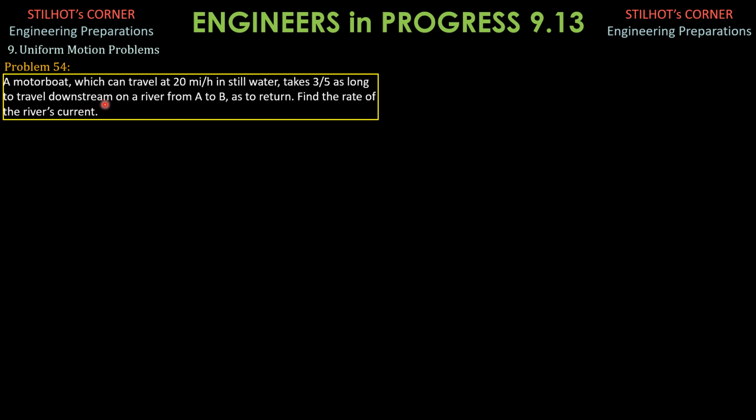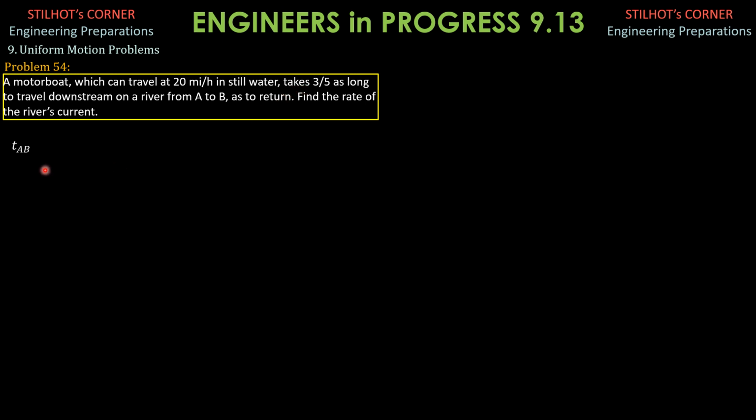So traveling downstream means the effective speed is 20, because this is the speed of the motorboat in still water, plus the river's current. And the effective speed in returning is 20 minus the reverse current, which we will denote C. So based on this statement, the travel time from A to B is equal to 3/5 of the travel time in returning, which is B to A.